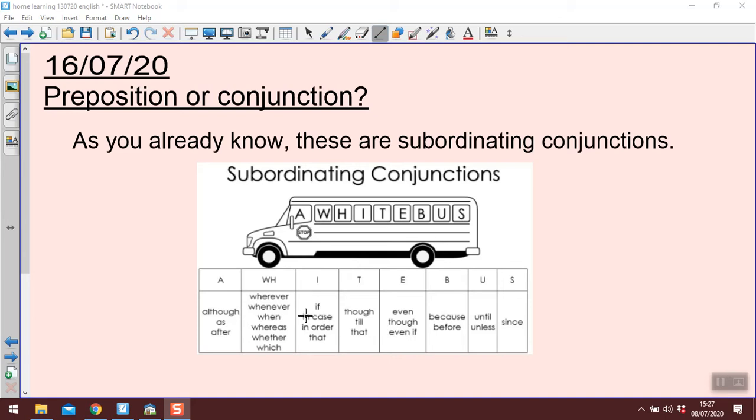The I, if, in case, in order that. The T, though, till, or that. The E, even though, or even if. The B, because or before. The U, until or unless. And the S, since.